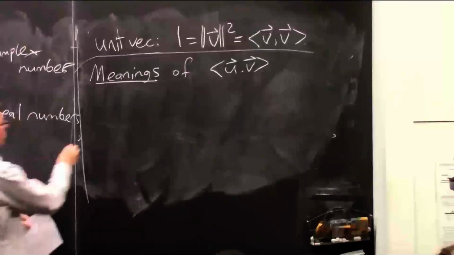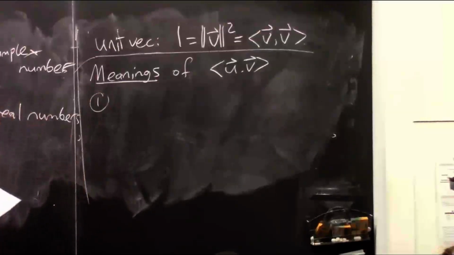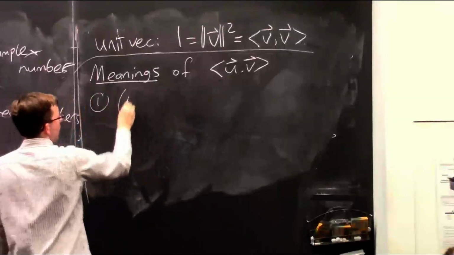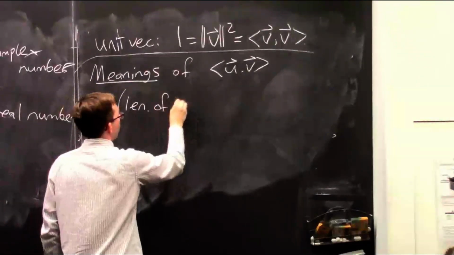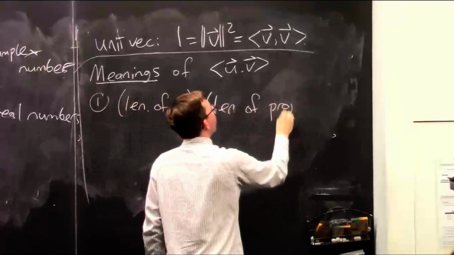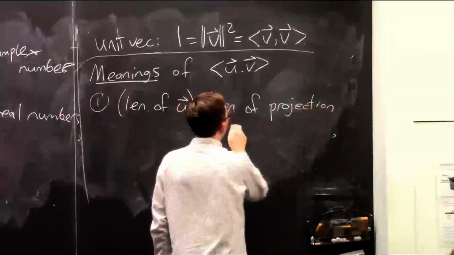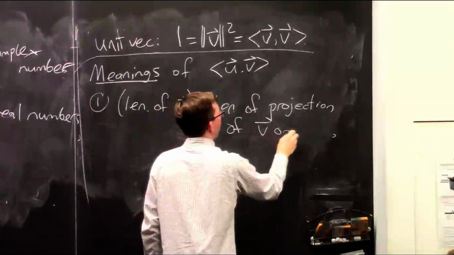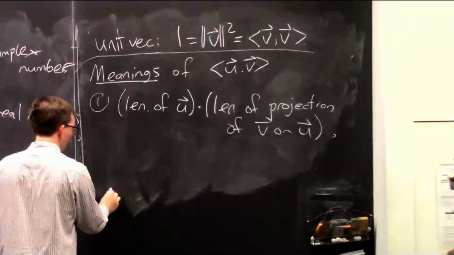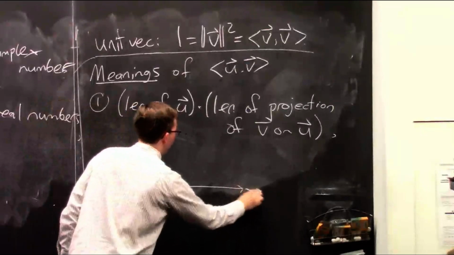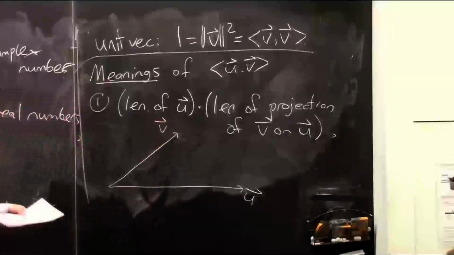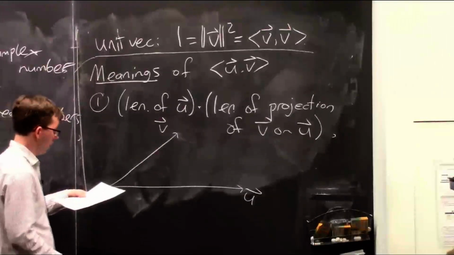Well, I hope you know, but I'll remind you of some things. One thing it means, this is a number, of course, is the length of u vector times the length of the projection of v vector on u vector. Let me draw a picture. If this is u vector, and this is v vector.